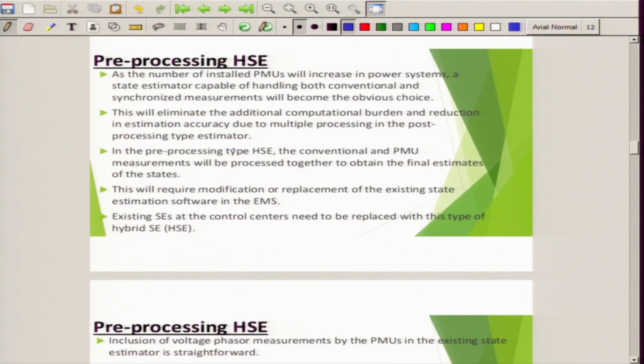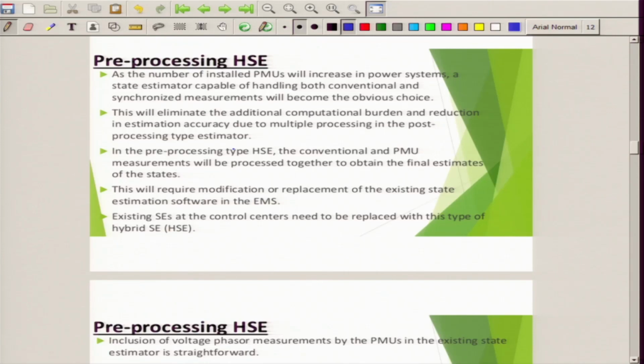Now we had discussed the post-processing HSE. Now we will discuss the pre-processing hybrid state estimator, which is a futuristic approach where, at multiple places in a distribution system, we can visualize that PMUs could be placed. Now let us discuss a little bit about pre-processing HSE.